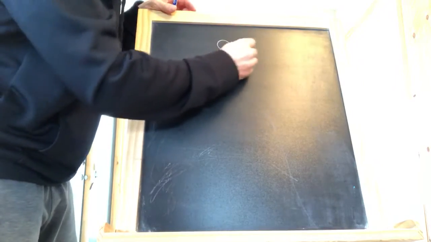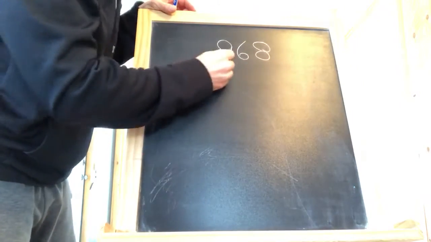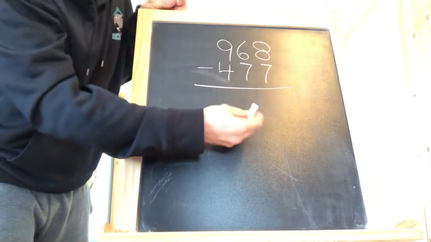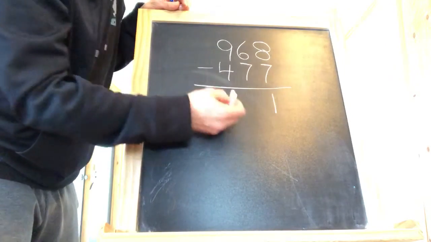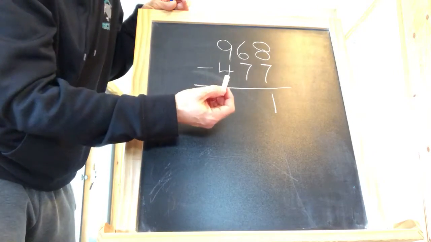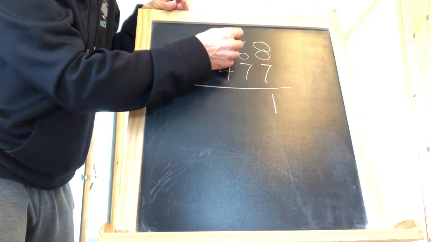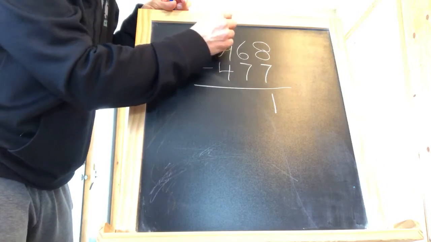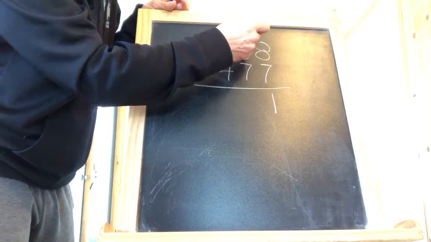So 968 minus 477. If I start over here on the ones place, it's 8 minus 7 is 1. Then we have 6 tens, taking away 7 tens. Can't do that unless I borrow. So we're going to take 100 from this 900. So this 900 becomes 800. And I'm going to put 100 over here to this 60.